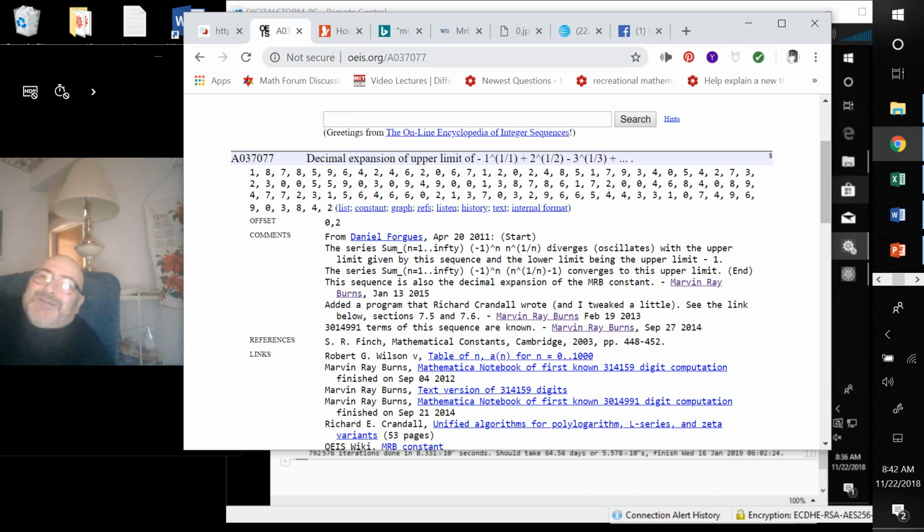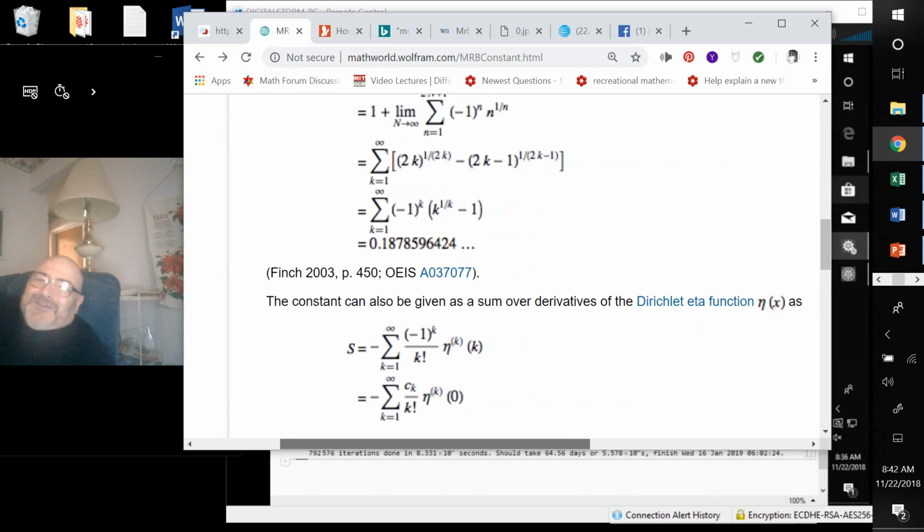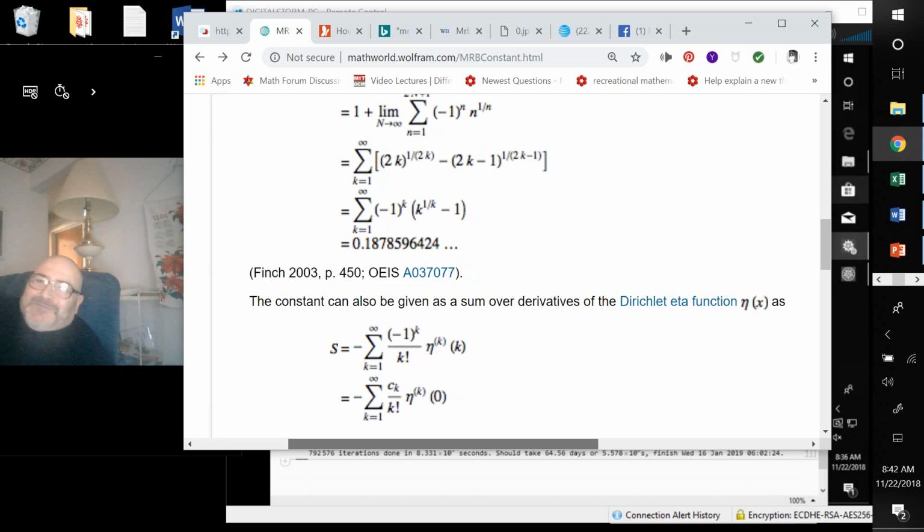Or just remember A037077. So besides zeros and A's, you got 3777 in there. And when you search that, you'll find OEIS, A037077, and you'll see what's written there. It's been added on to through the years by other people as well as myself.